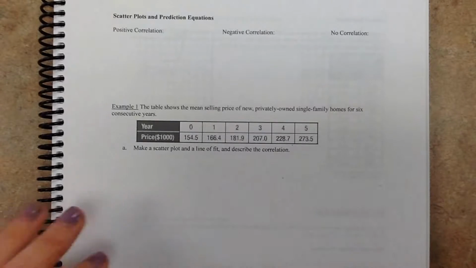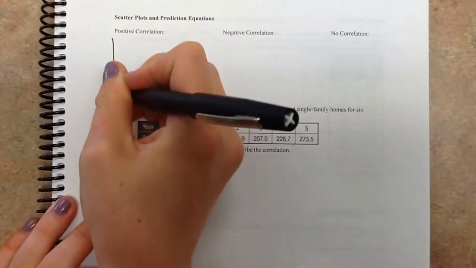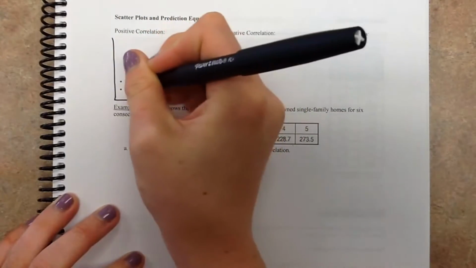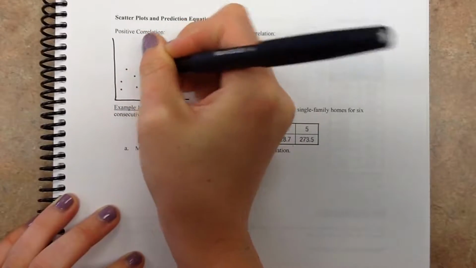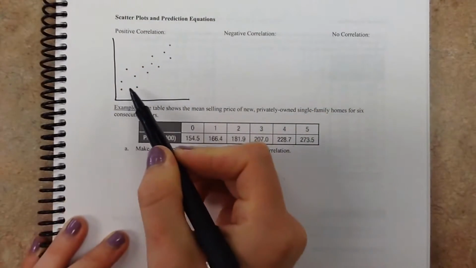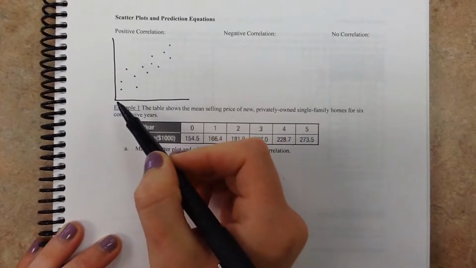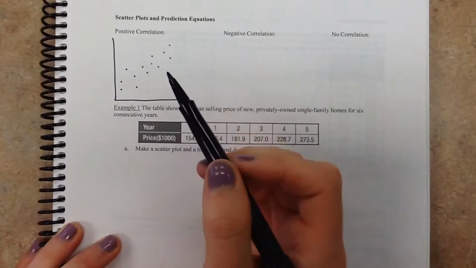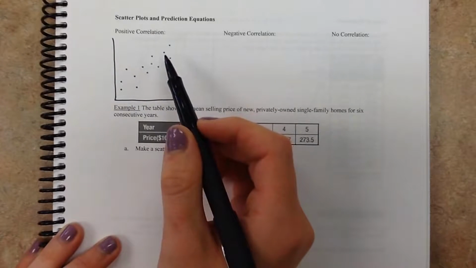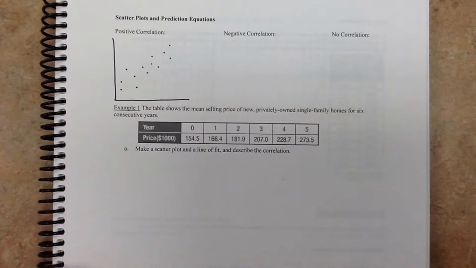It could have a positive correlation, which would look something like this. You'd have a whole bunch of data points that when you plot them, whether they're close together or far apart, they basically end up forming the pattern of a positive sloped line. So positive correlation means as one quantity increases, the other quantity increases, which makes it look like a positive slope.